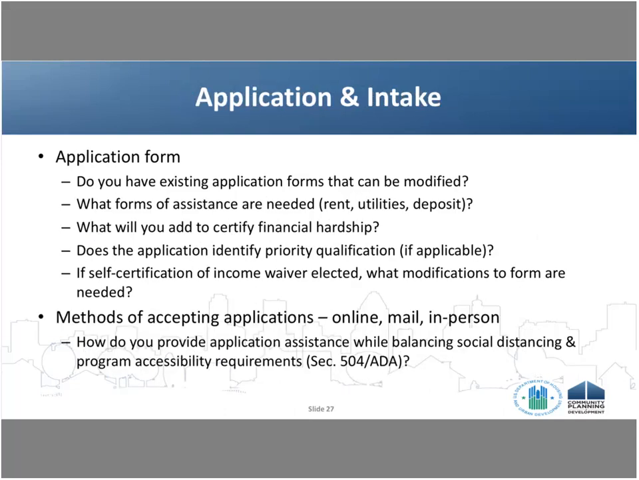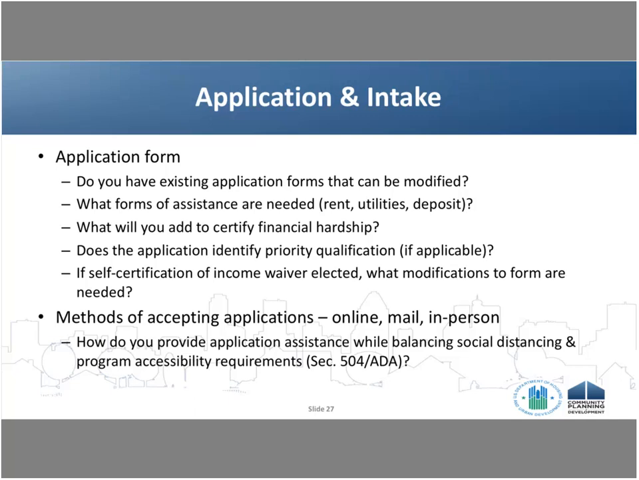Next, I want to talk about application and intake. While Steve has just talked about the eligibility policies again, and we've talked about priorities earlier and last time, we've not yet addressed the mechanics of producing an application and accepting applications. So let's take a few minutes to talk about the application pipeline.